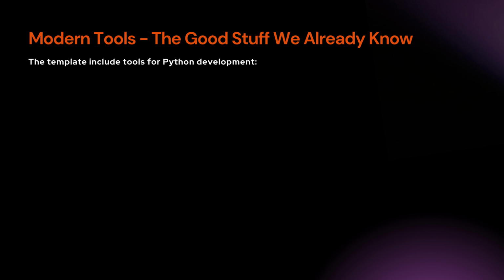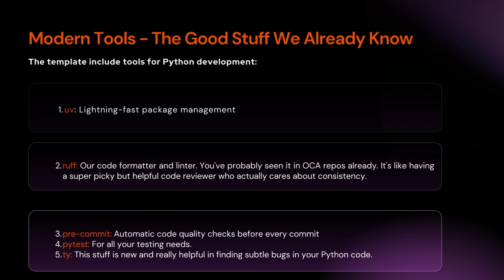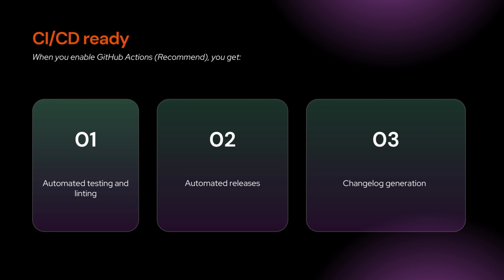The template includes a set of tools for Python development. The first is UV, the second is Ruff, the third is pre-commit, the fourth is pytest, and the fifth is ty. When you enable GitHub Actions, which we recommend, you get automated testing and linting. You also get automated releases, where pushing a conventional commit automatically bumps the version and publishes to PyPI if configured. In addition, changelogs are generated automatically, keeping changelog.md up to date. Just push your code and let the robots do the boring stuff.